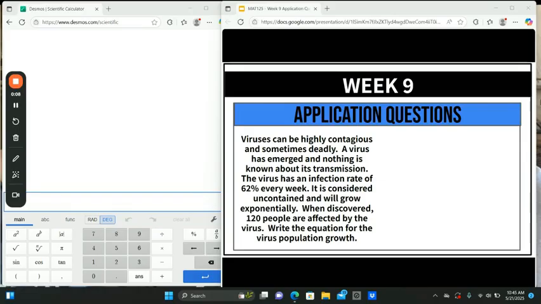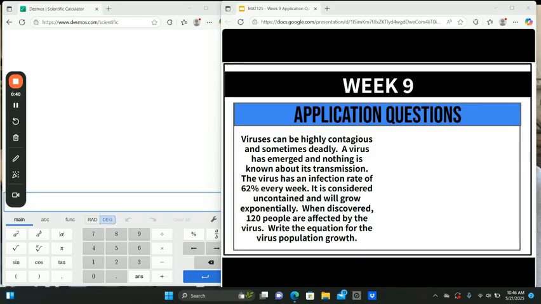So the first question says, viruses can be highly contagious and sometimes deadly. A virus has emerged and nothing is known about its transmission. The virus has an infection rate of 62% every week. It is considered uncontained and will grow exponentially. When discovered, 120 people are affected by the virus. Write the equation for the virus population growth.